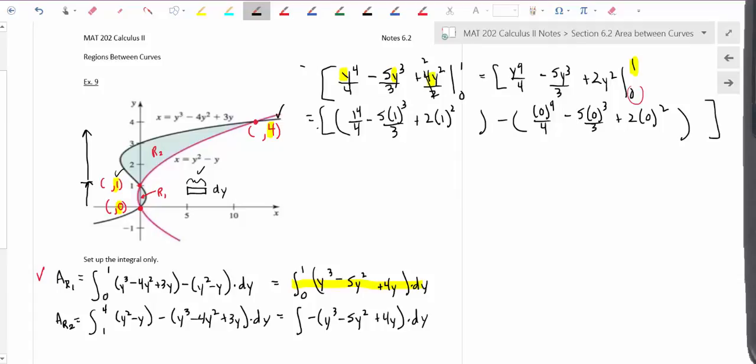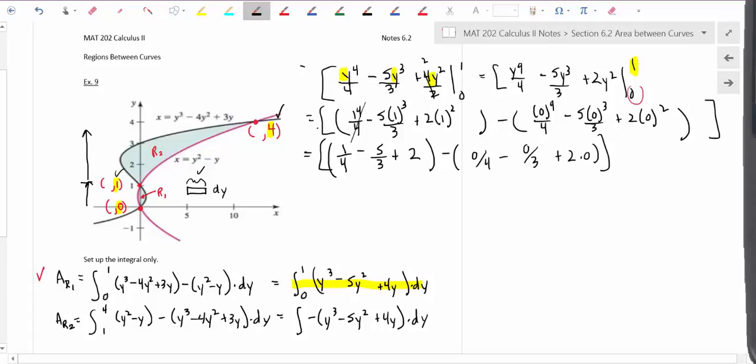Okay, so working this out, this is 1/4. This is going to be 5 times 1 or 5/3. And this is going to be 2 times 1 or 2. Okay, like that. And then all this stuff over here, of course, is going to be 0. You have 0 over 4 minus 0 over 3 plus 2 times 0. So all that's going to just cancel. So what we're really working with is 1/4 minus 5/3 plus 2.